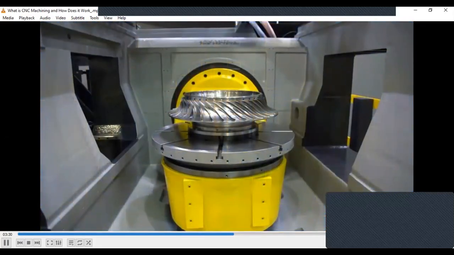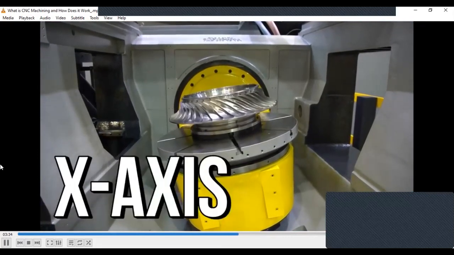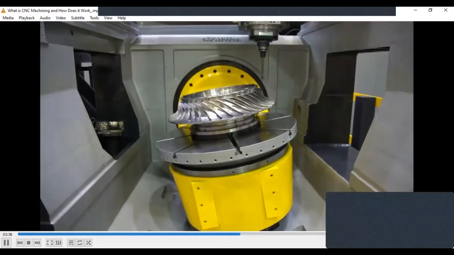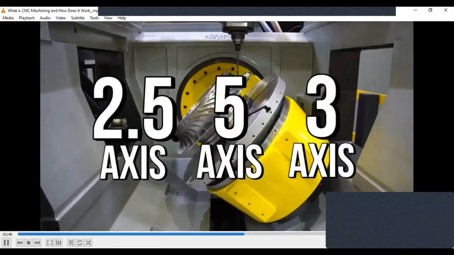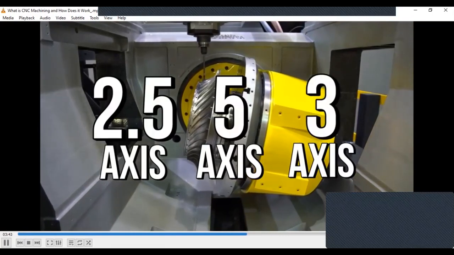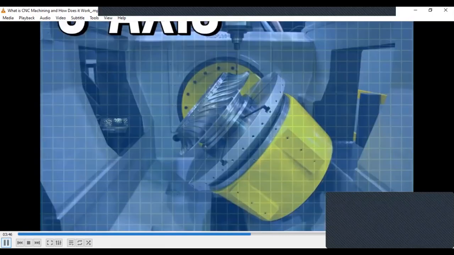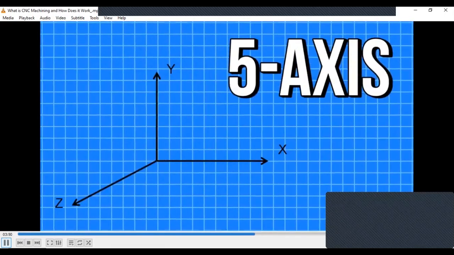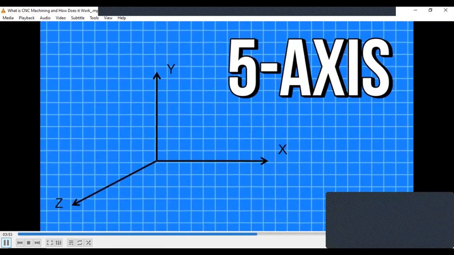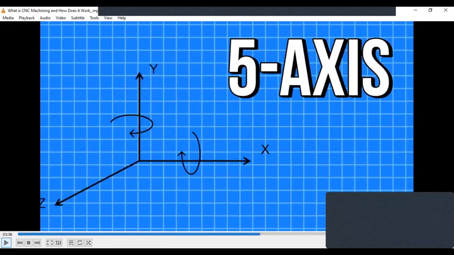Basic CNC machining will move one or two axes, referred to as the x-axis and the y-axis. You'll often hear the terms 2.5-axis, 3-axis, and 5-axis CNC machines, which simply refer to the degrees of freedom a machine can make cuts in. A 3-axis machine will move in the x, y, and z axis, whereas a 5-axis machine can move in these 3 axes along with 2 additional rotational axes.